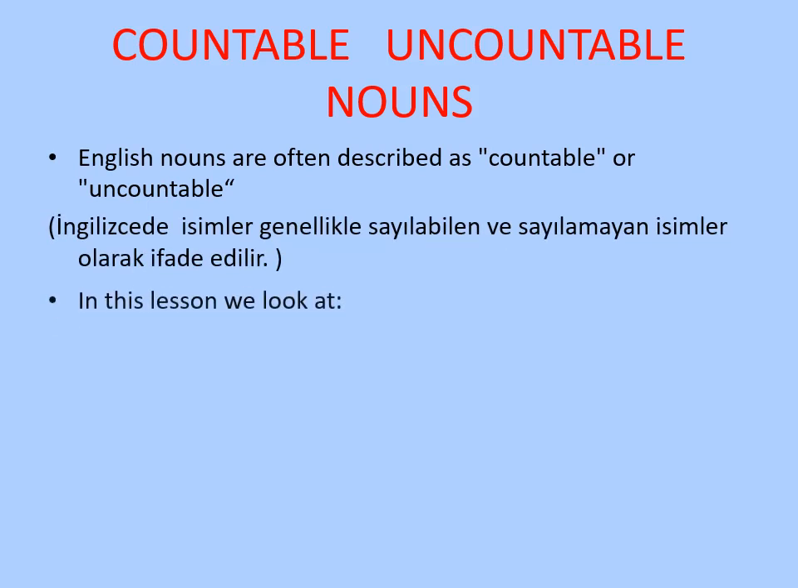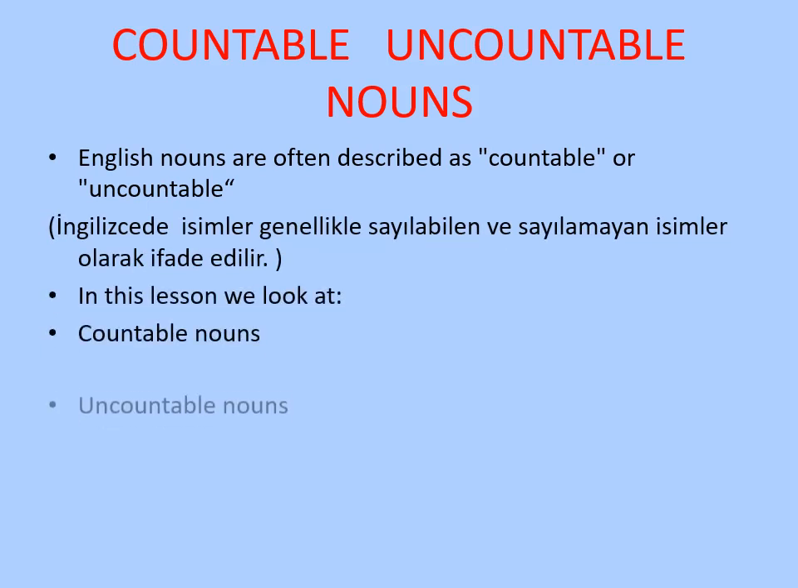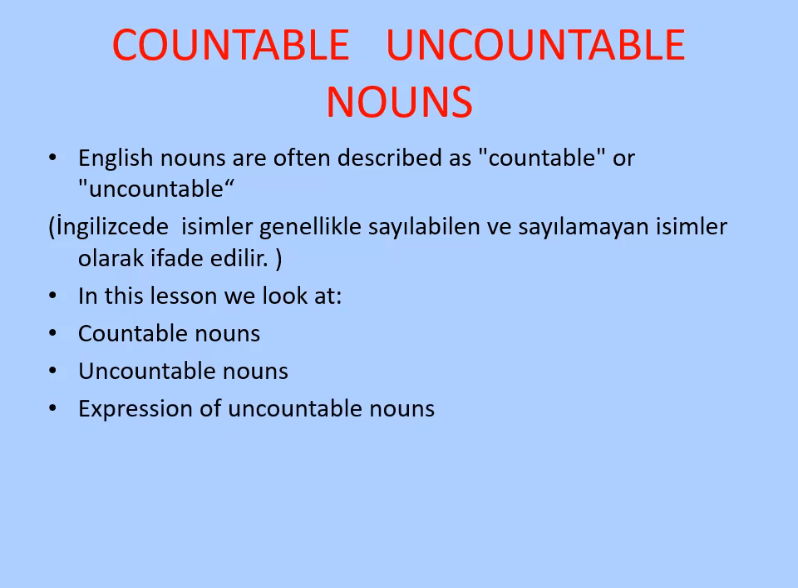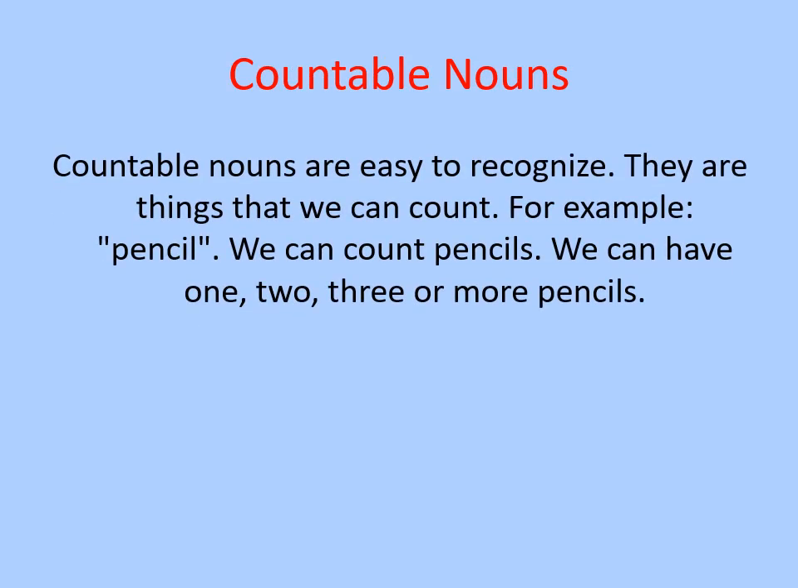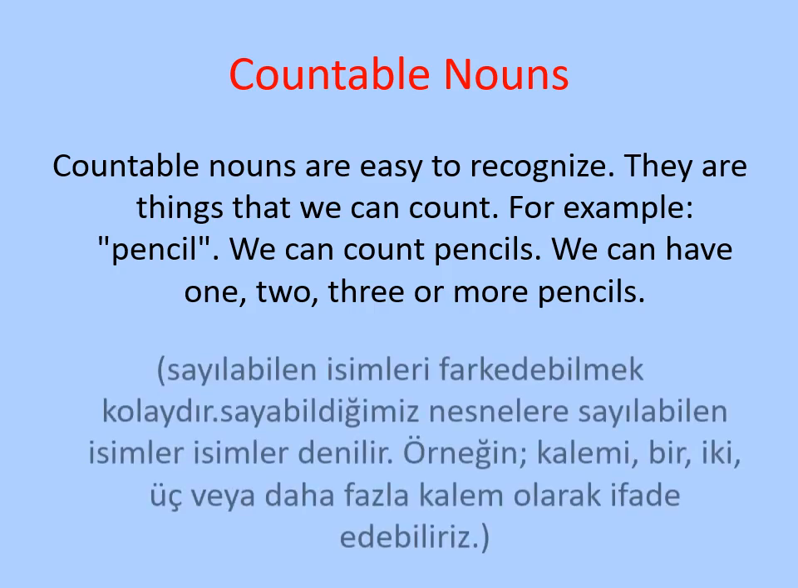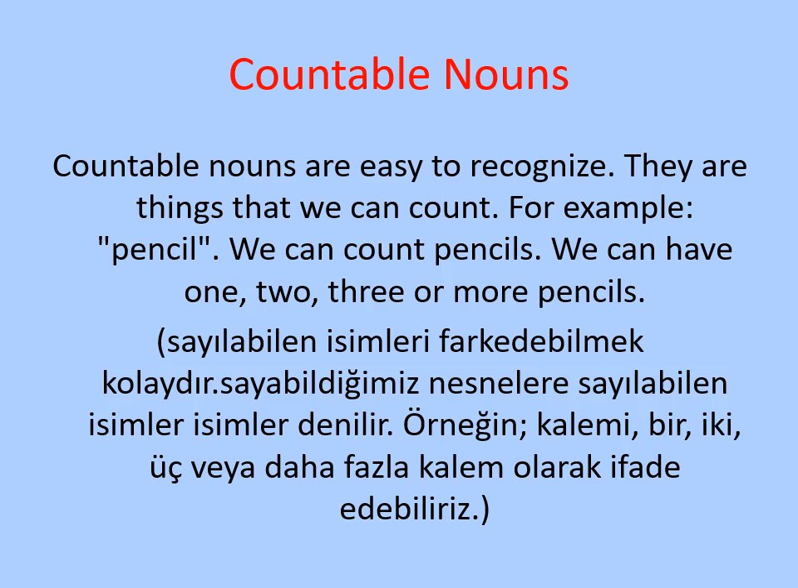In this lesson, we look at countable nouns, uncountable nouns, expression of uncountable nouns, how much, how many, some, and any. Countable nouns. Countable nouns are easy to recognize. They are things that we can count. For example, pencil. We can count pencils. We can have 1, 2, 3 or more pencils.